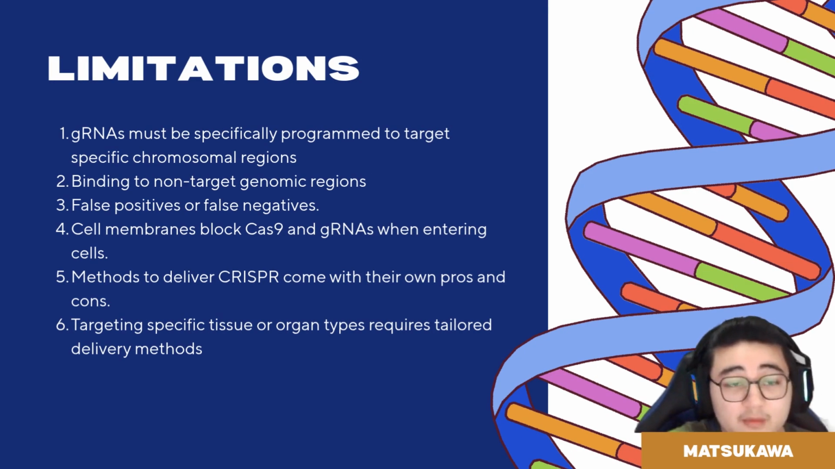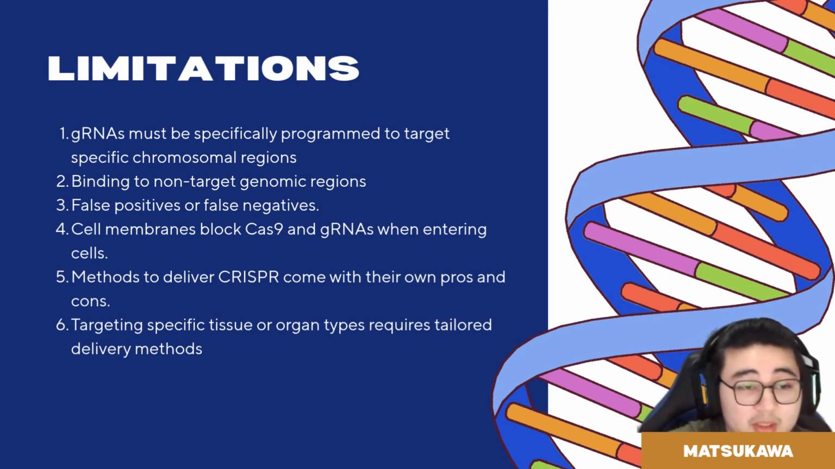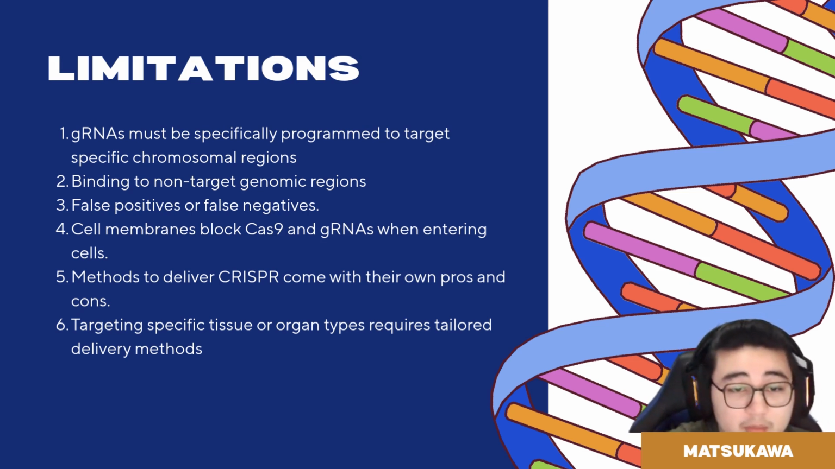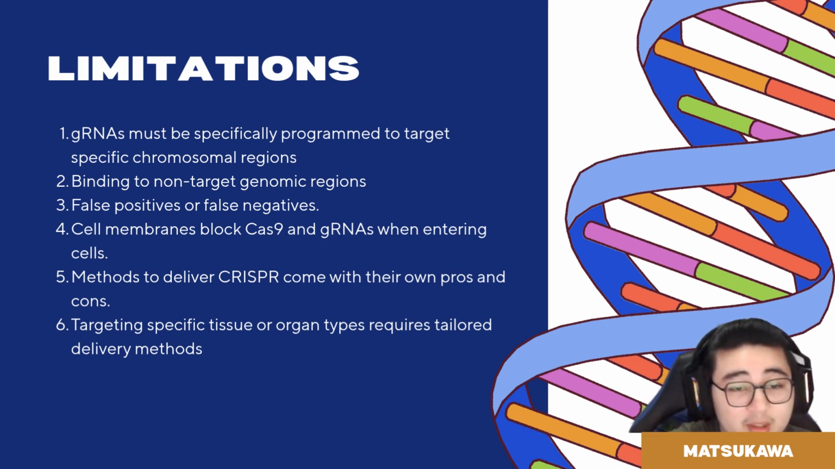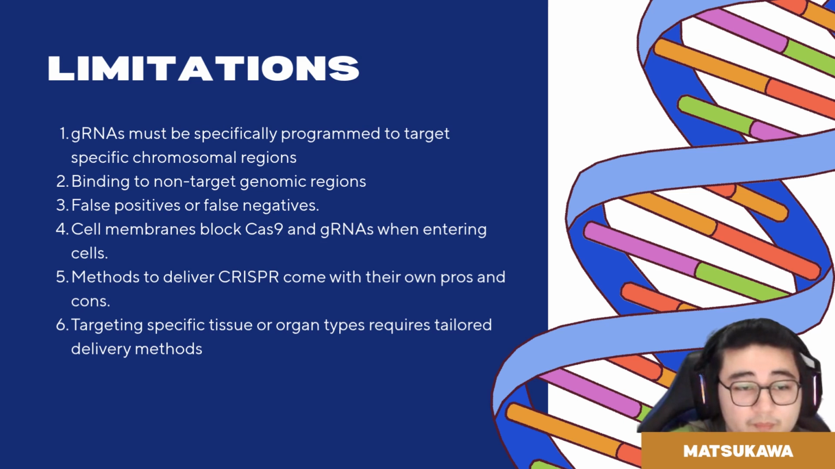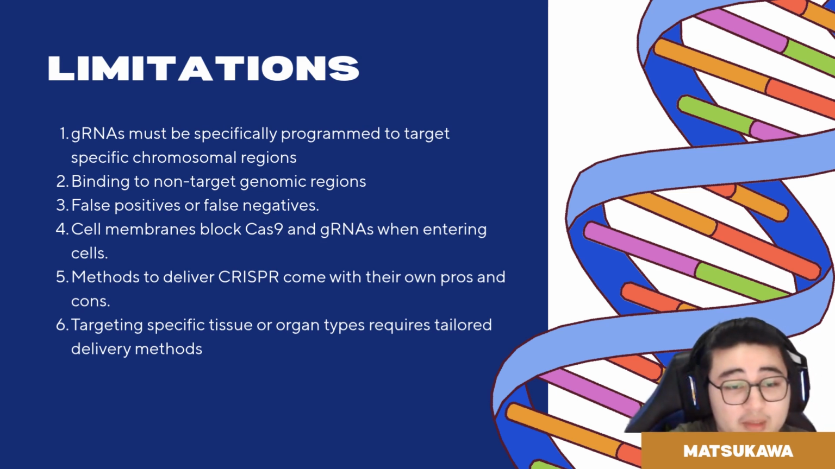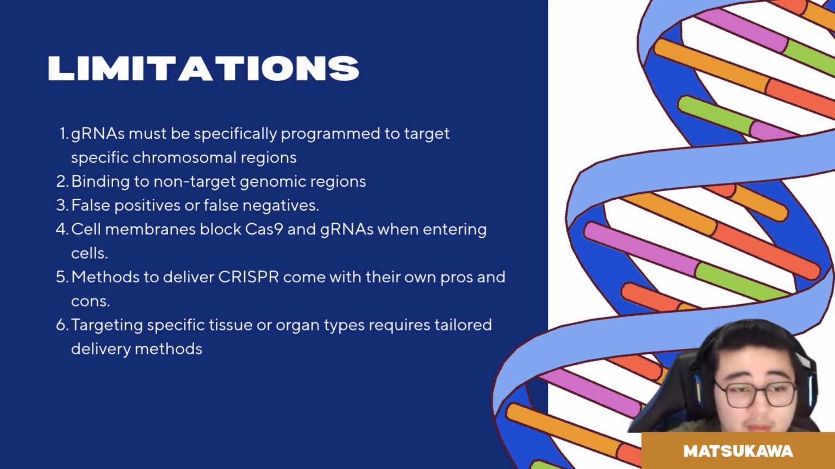Despite CRISPR being revolutionary, it still comes with limitations. The primary challenge of CRISPR-Cas-based diagnostics is the development of reliable and accurate gRNAs, or guide RNAs. They must be specifically programmed to target specific chromosomal regions, which requires a complex understanding of the genomic areas that are unique to each chromosome. There's also the possibility of binding to non-target genomic regions, which leads to false positives or false negatives.